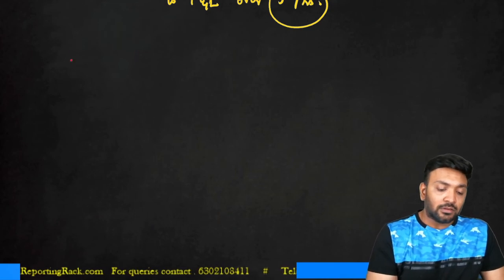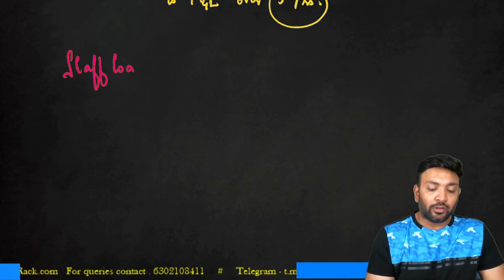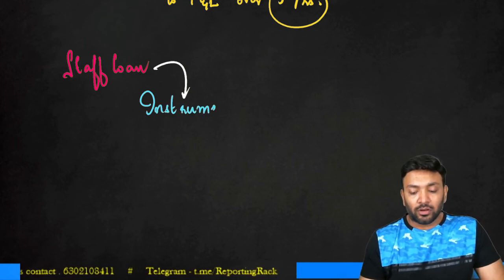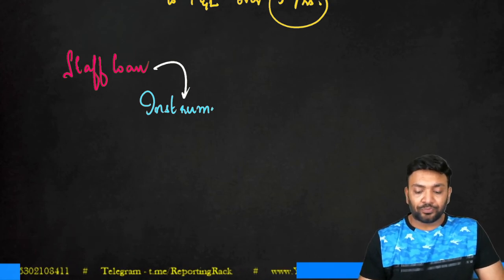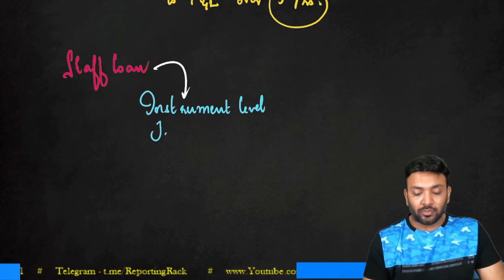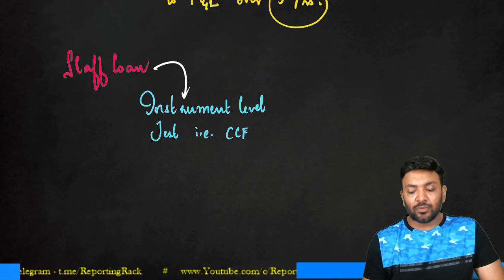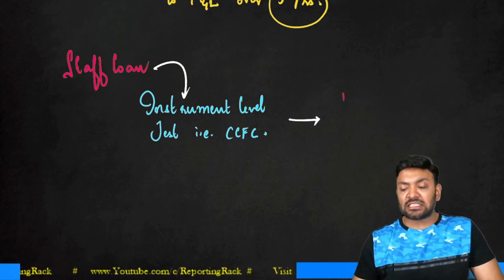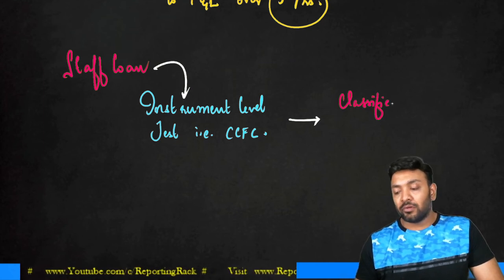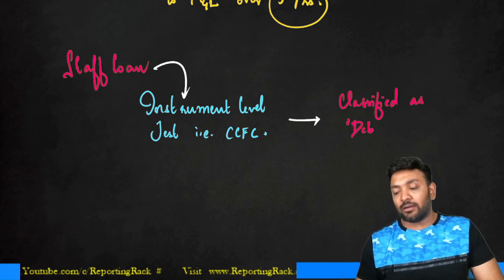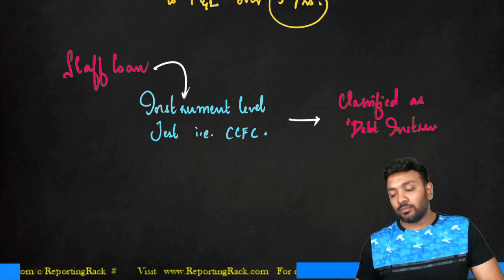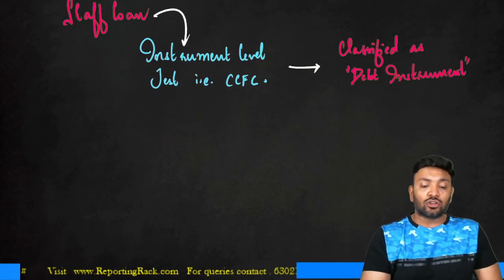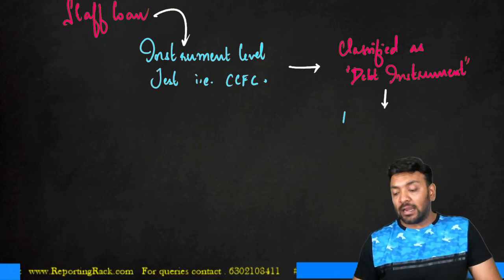I'm saying the staff loan, if I put it through an instrument level test, which is nothing but your SPPI test, it derives cash flow solely from principal and interest. Therefore, here it should be classified as a debt instrument. Such a debt instrument should be further classified into FVTPL or FVTOCI or amortized cost based on the entity level test. So this debt instrument will be applied to an entity level test.